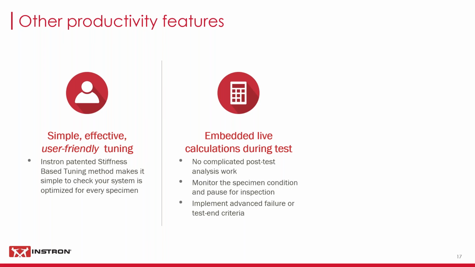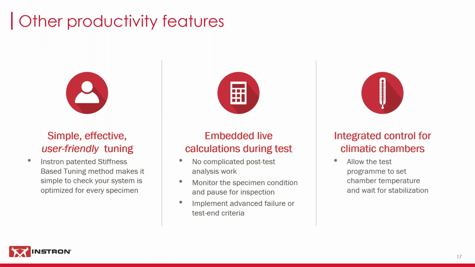Something that's not commonly implemented yet, but it is out there, is defining specimen failure as a proportional drop in stiffness, and you can do that automatically in this case. Last of all, in some ways it's a small thing, but it does help. It allows integrating control of a temperature chamber if you want to do temperature tests, controlling the temperature chamber setting from the test software.